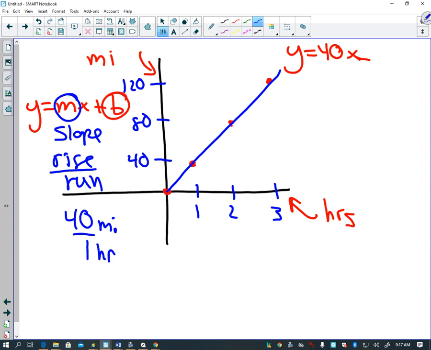Is this linear? Yes, it is linear, but you're going to show me a graph. You're going to graph it and prove that it's linear. All right, that's a good place to stop. We will pick up with question number 9 tomorrow.